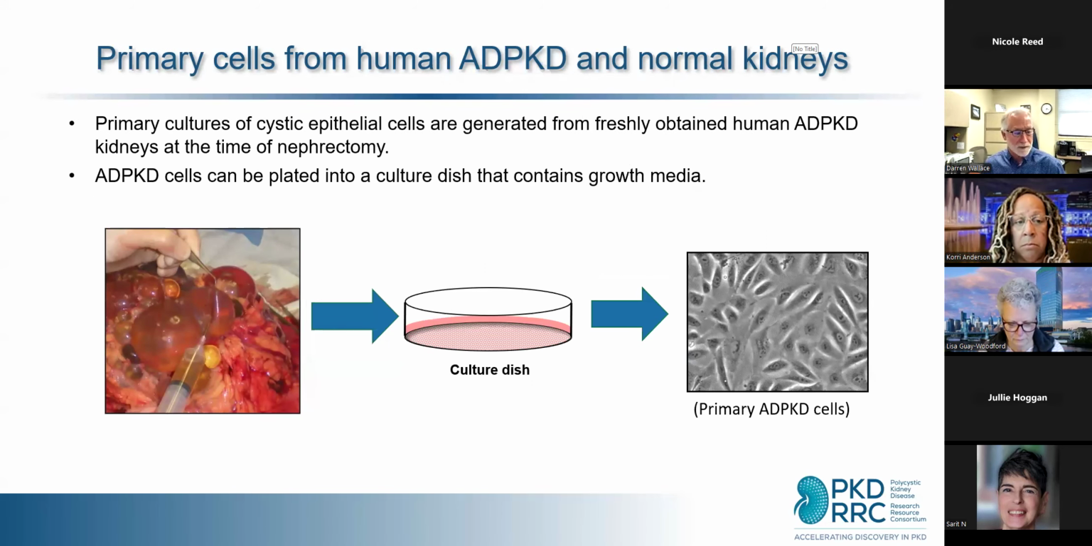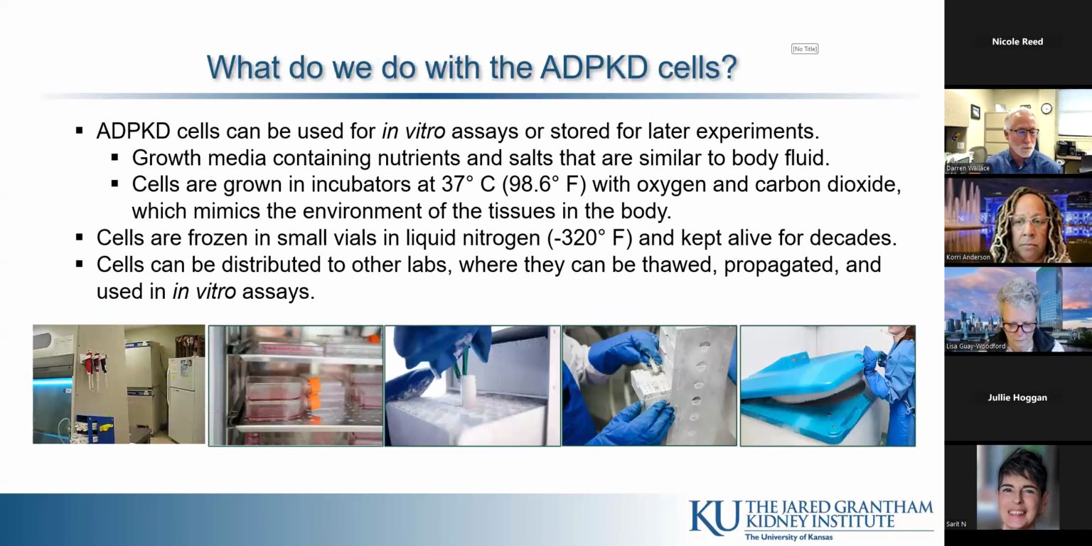And I'm sorry, this is maybe a little bit gross for some of the patients here, but this is a surface of a polycystic kidney, and this is how I isolate the cyst. After I isolate the cyst epithelium, I digest it and put it into a culture dish, and this is what the cells look like after they've proliferated and grown in culture. So what do we do with the PKD cells?